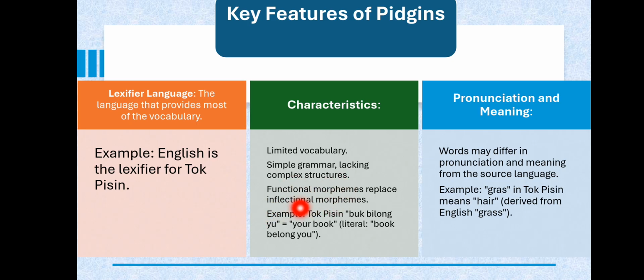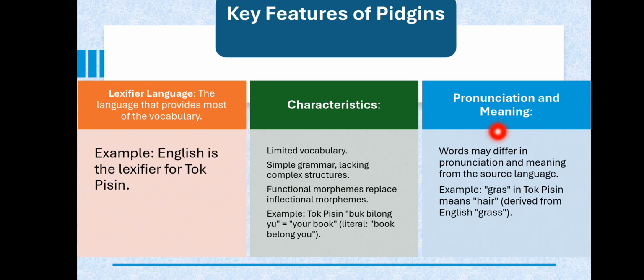Now, functional morphemes replace inflectional morphemes. So we can't find inflections like the plural s, or the past form with ed. We can't find such things in Pidgin. For example, in Tok Pisin there is a sentence "buk bilong yu", so your book, and literally it means the book belonging to you. We see that no inflected forms are used here.